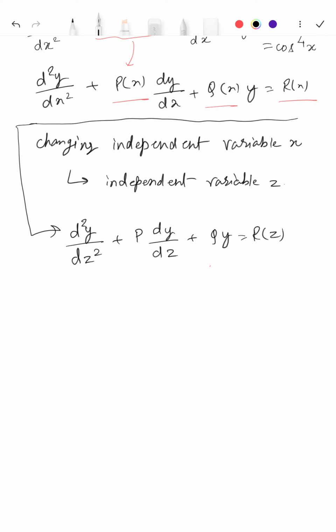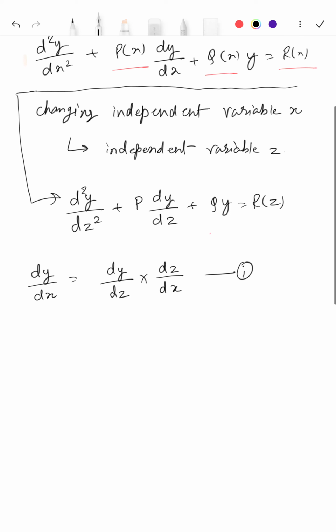To convert the given equation into this form, what we can do is we can first calculate the value of dy by dx in the form of dy by dz. So to get that, this can be written as dy by dz times dz by dx, right? So this is our first equation.